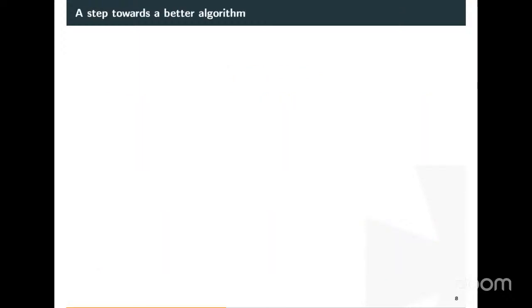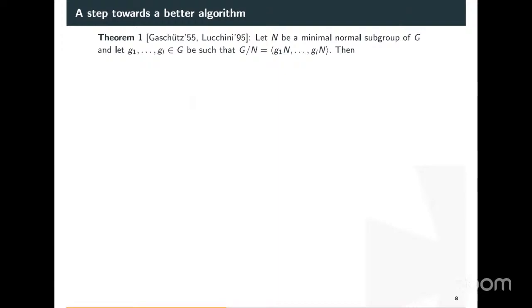Yeah. So I'll go into the algorithm, but before that, let me mention a few things. There is a theorem by Gashütz and Lucchini. What it says is that suppose we have a minimal normal subgroup N, and suppose we know the minimum generating set for the quotient group. Then we also have a bound on the minimum generating set size for the actual group. It will be at least L and at most L plus 1.